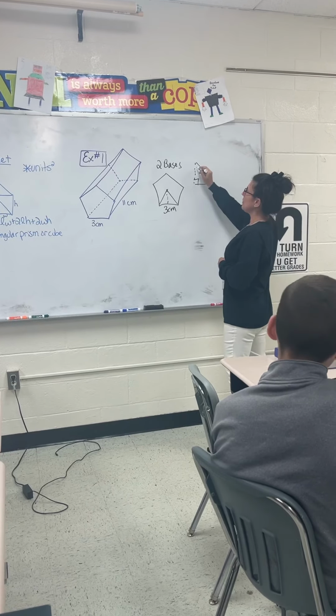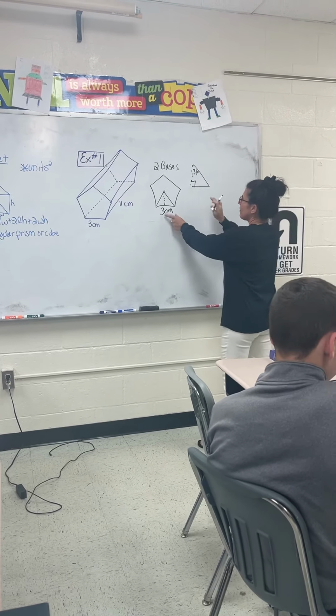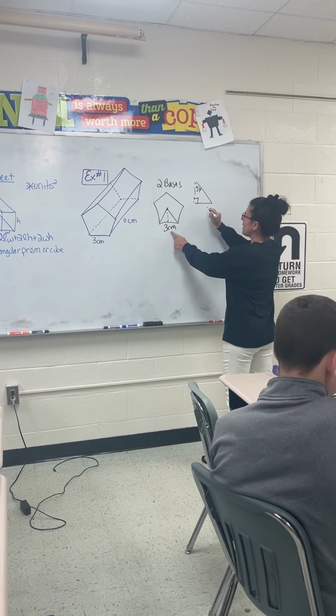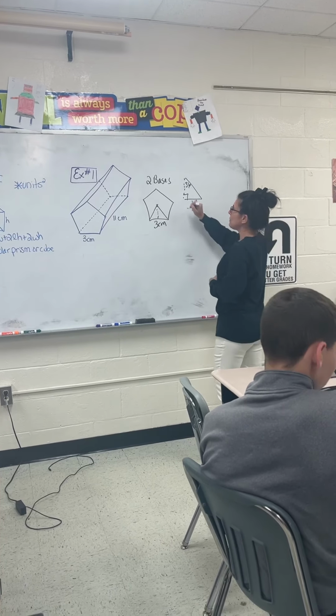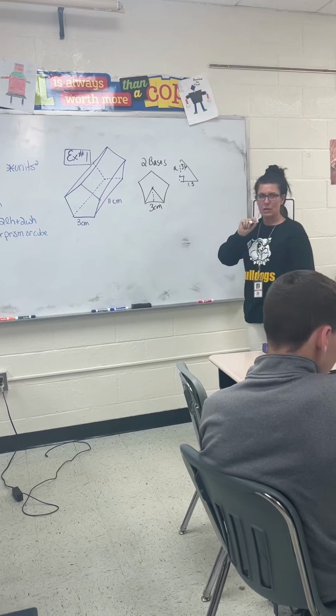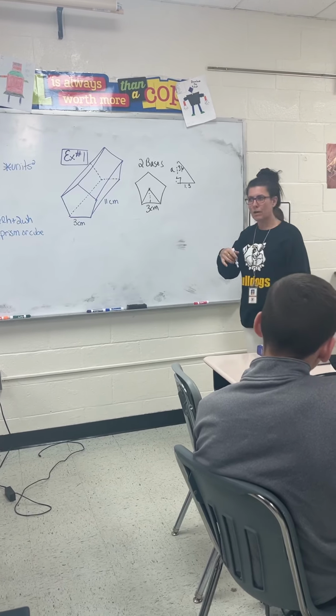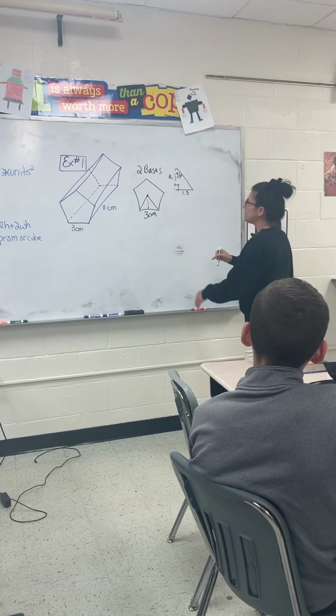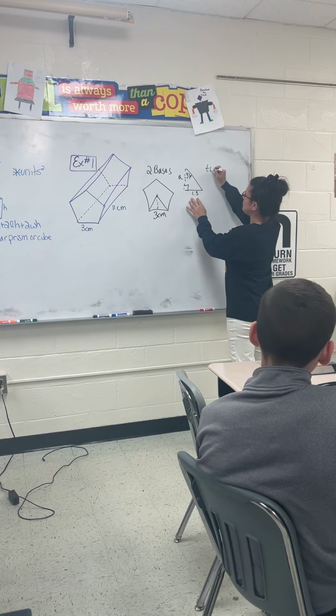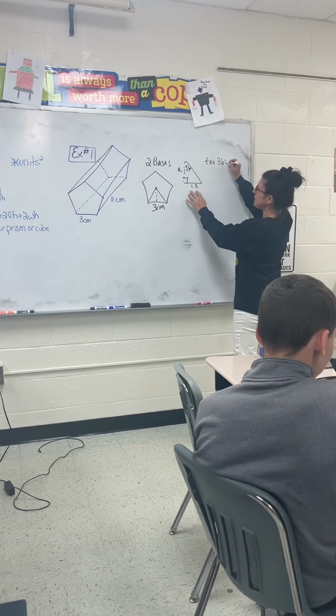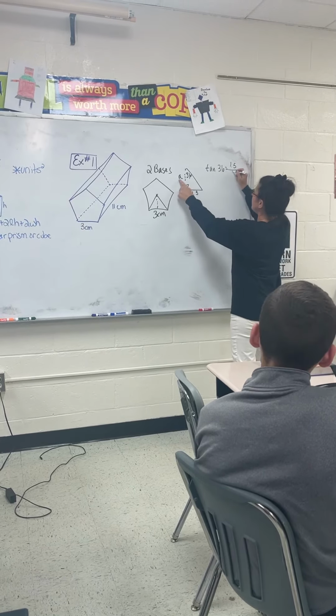Half of 72 gives me 36. This side is half of that side, so this is 1.5, and I have to figure out my apothem. Remember that formula is 1/2 times the apothem times the perimeter. So this scenario is our tangent. A tangent of 36, opposite over adjacent.